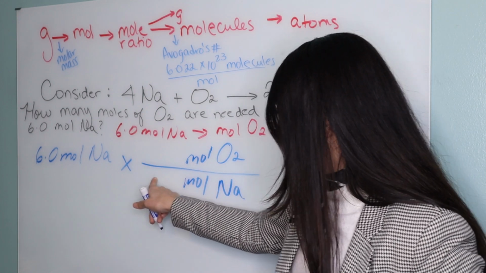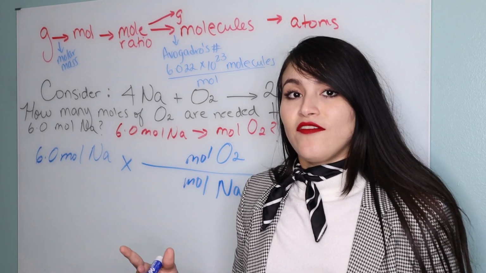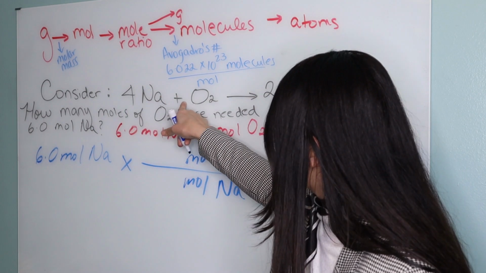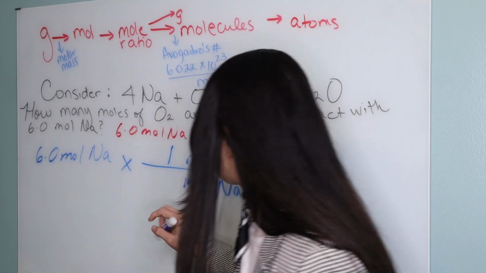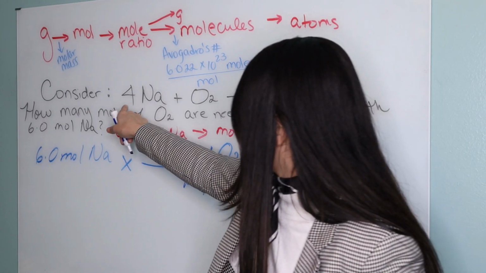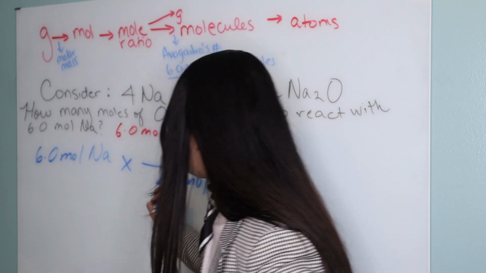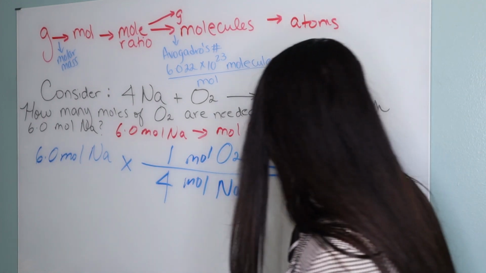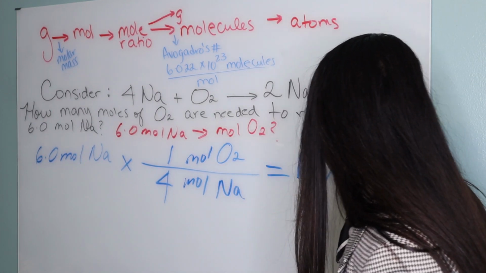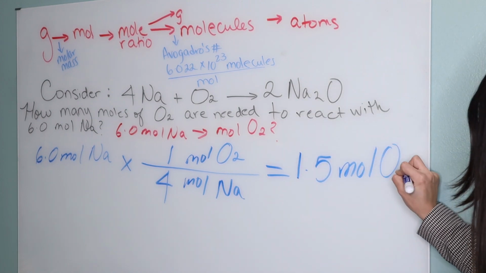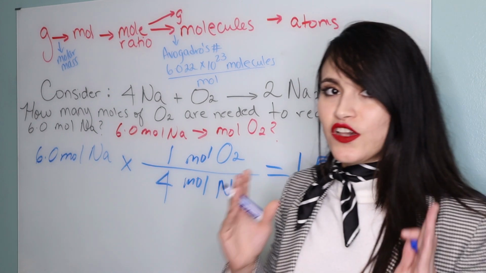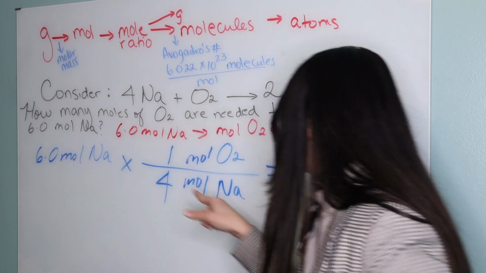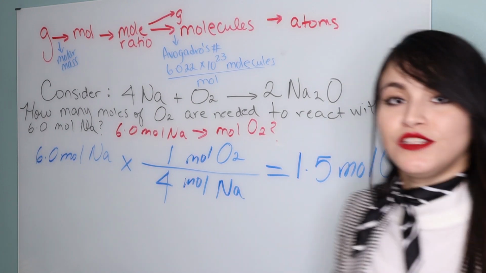The numbers that are going to be going in here will be the coefficients after the reaction is balanced. So this reaction is balanced already, and I'm going to look at dioxygen, whatever coefficient it is. So this one is 1. And for sodium, the coefficient is 4. Now you're going to go ahead and plug this into your calculator, and your answer is going to be 1.5 moles of dioxygen. Let's go ahead and check the sig figs or significant figures. We have 2 over here starting out, and I'm finishing out with 2, so we're good.